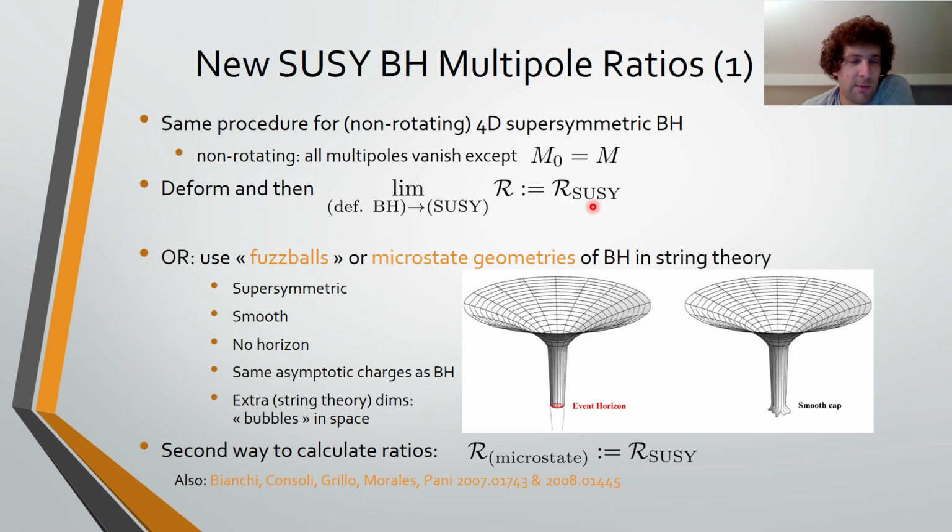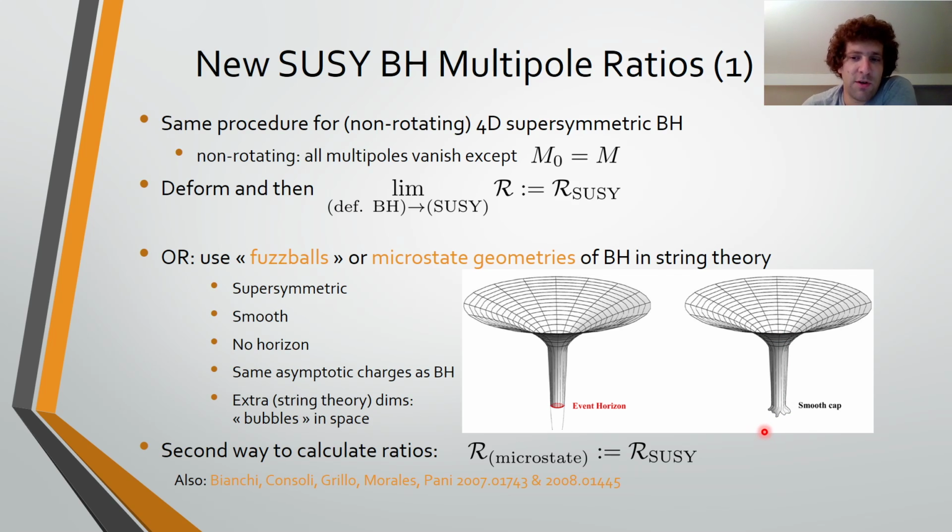Now that's one way that we can calculate it. For the supersymmetric black hole, we have a different way that we can also calculate these ratios. There are things called fuzzballs, or microstate geometries, where in essence we take the black hole and its event horizon and we replace the event horizon by some smooth geometry on the inside of the throat, let's say, of the black hole, some smooth cap.